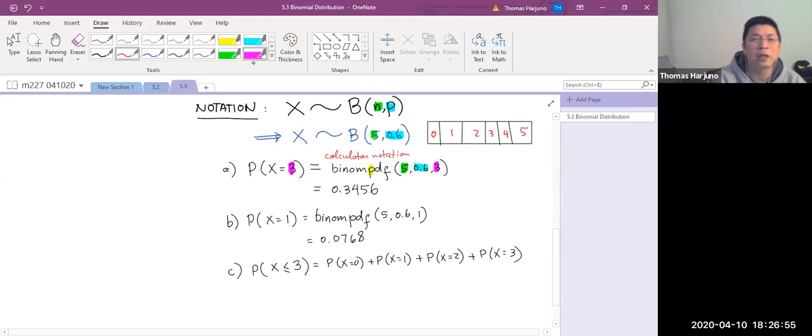Okay, now when we say at most 3 successes, we are talking about this area here. What is the probability of at most 3 tails? I am supposed to add these probabilities. But since we use a calculator, we will not do binompdf. I will use binomcdf.